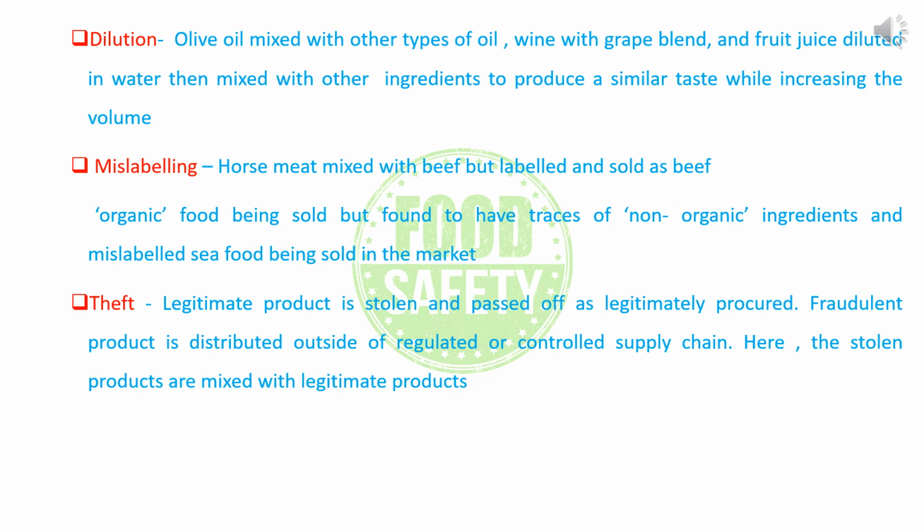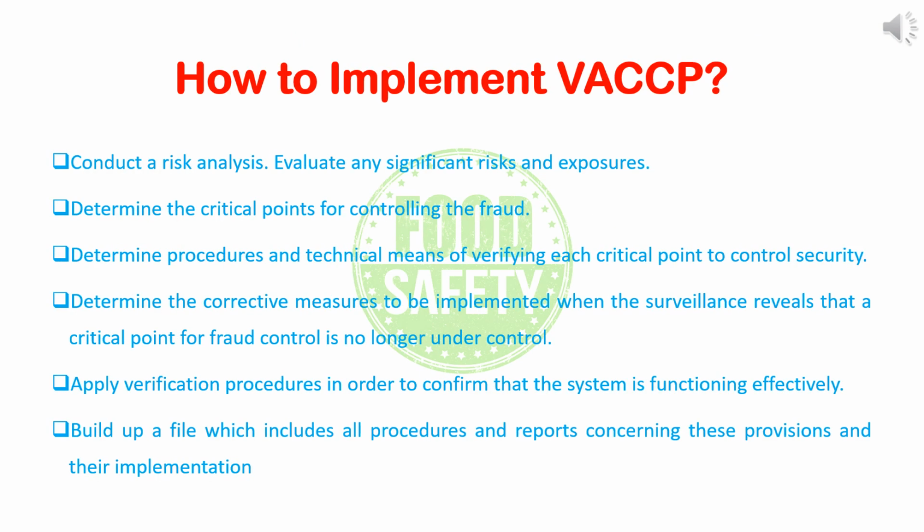Theft is when legitimate product is stolen and passed off as legitimately produced. Fraudulent product is distributed outside of the regulated or controlled supply chain. Here, the stolen products are mixed with legitimate products. Now let's discuss how to implement VACCP in a food safety system.